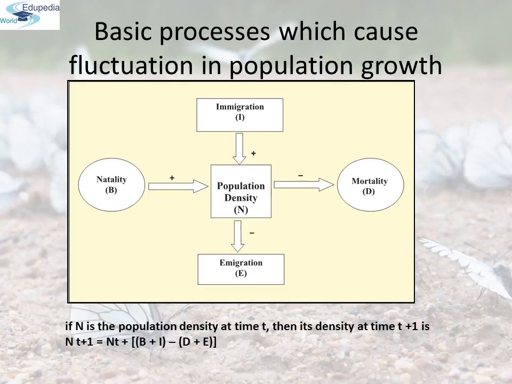You can see from the above equation that population density will increase if the number of births plus number of immigrants, that is B plus I, is more than the number of deaths plus number of emigrants, that is D plus E. Otherwise, it will decrease.